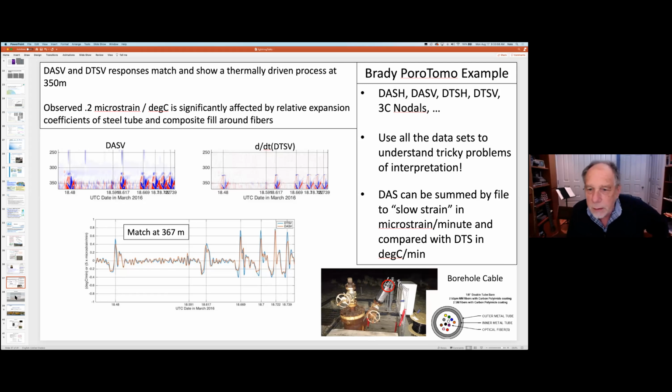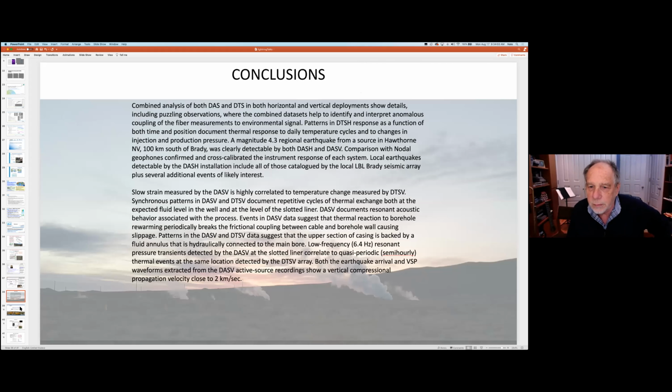Next slide. I've included my conclusion slide from the Stanford presentation, but I won't attempt to read it. I invite correspondence from anyone who has detailed questions or interpretive observations regarding Brady, or from any of these other very fascinating surveys that have been described today. Thanks very much. Thanks, Doug.